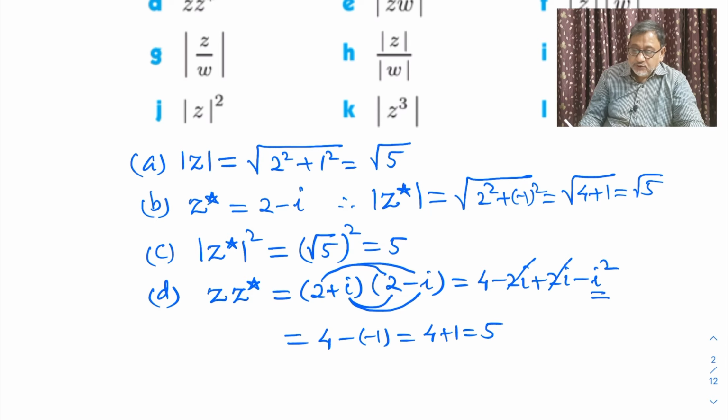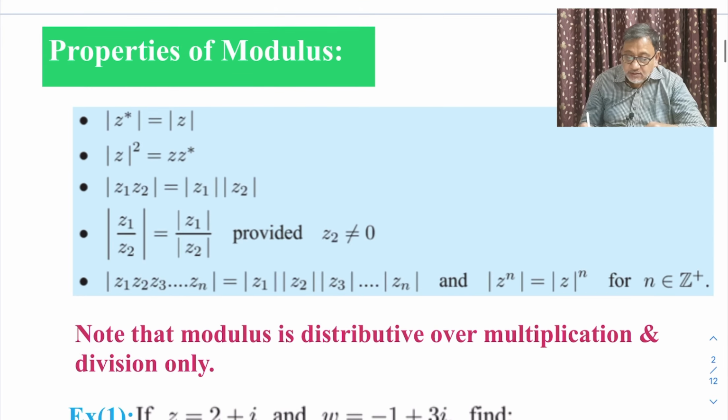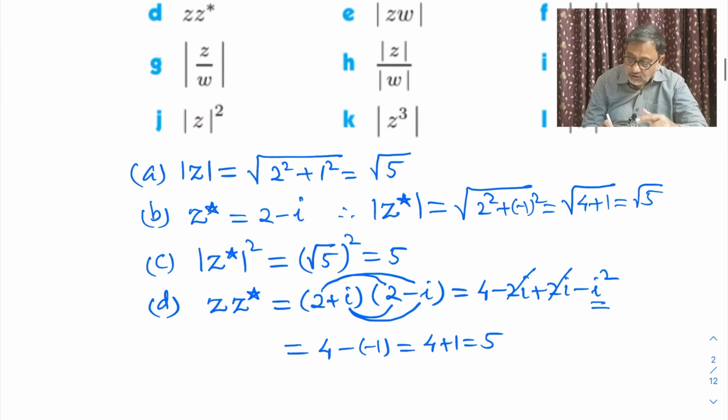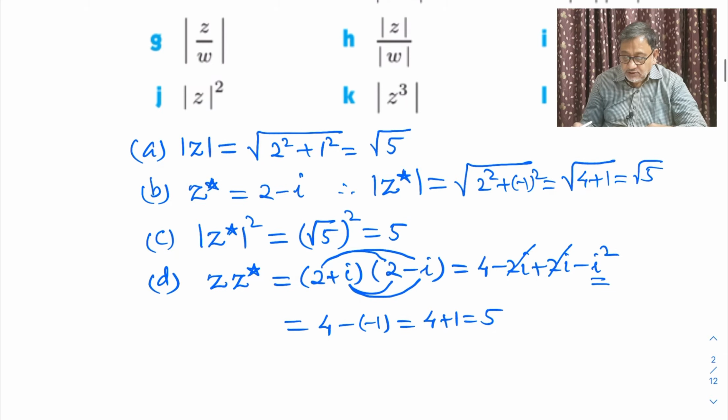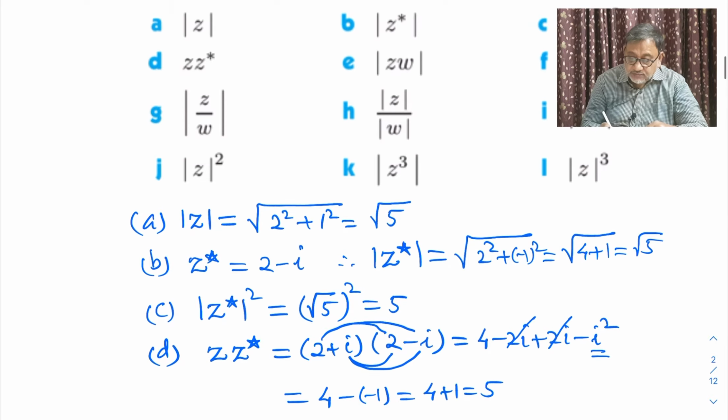So as we have discussed in the properties, z into z conjugate is the same as modulus of z square. Look here, second property. So whenever you see modulus of z square, you can write it as z into z conjugate or vice versa. Then now E part of this question.